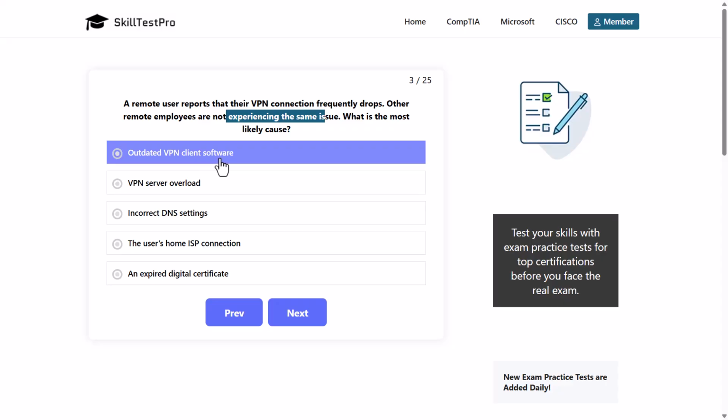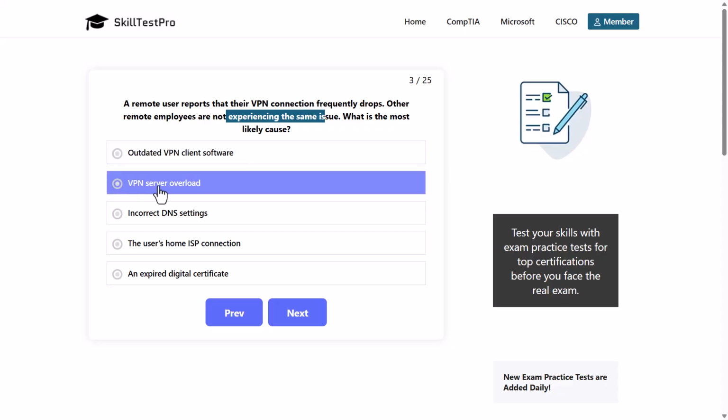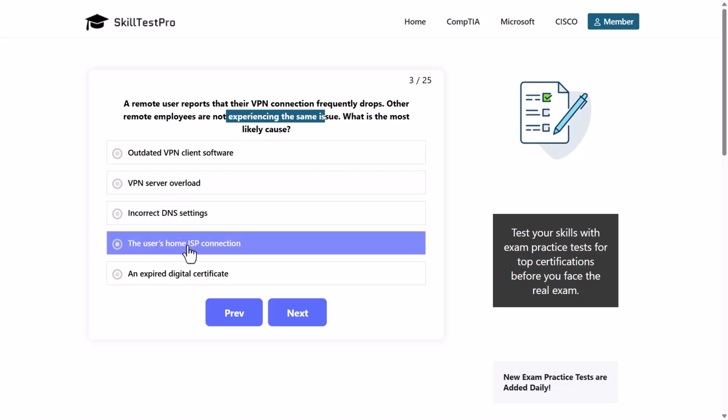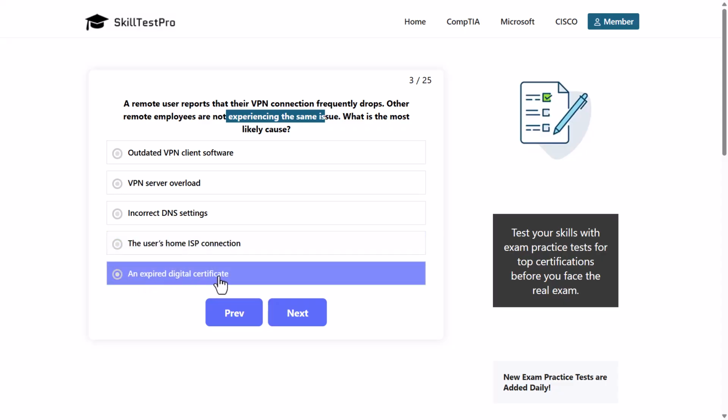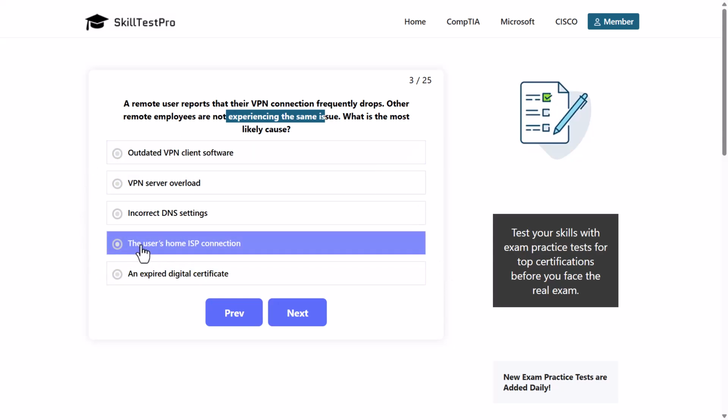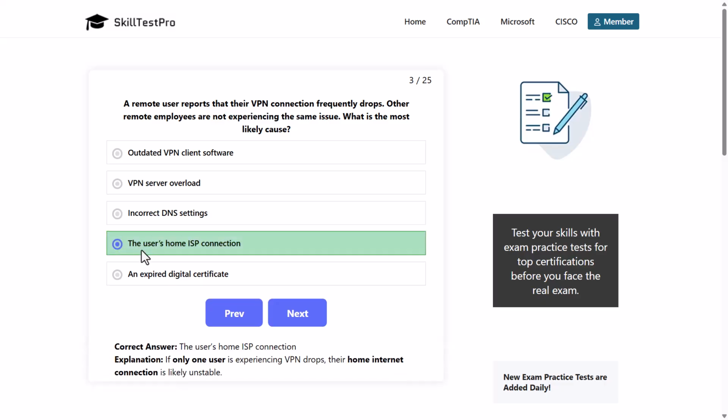Outdated VPN client software, VPN server overload, incorrect DNS settings, the user's home ISP connection, or an expired digital certificate. And the most likely cause here could be the user's home ISP connection, as if only one user is experiencing VPN drops, their home internet connection is likely unstable.